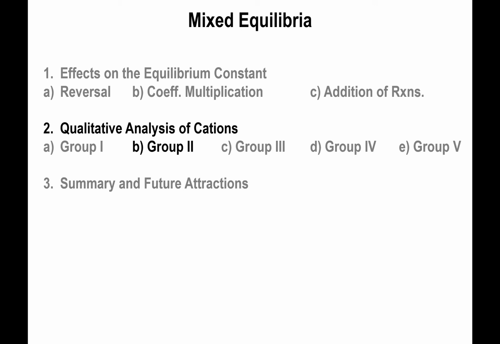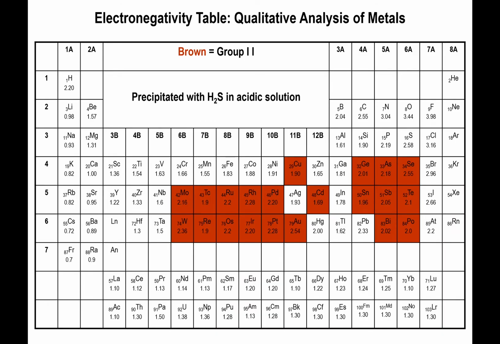Let's analyze the story for the group 2 cations. Okay, so these particular metal ions are the ones that reside mostly at the bottom of the periodic table, right? But we have copper, germanium, arsenic, and selenium that also get incorporated with these metals. And the reason why is because of the reactivity that they possess. It's very similar in terms of you getting a precipitate out of these metal ions.